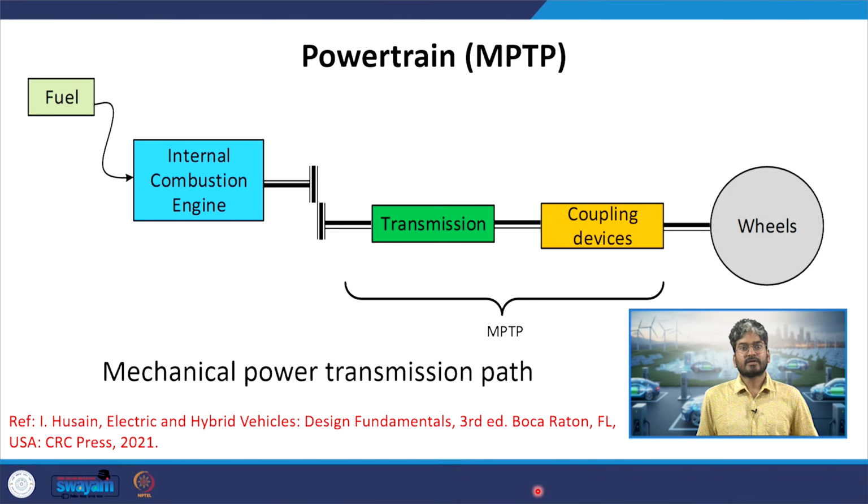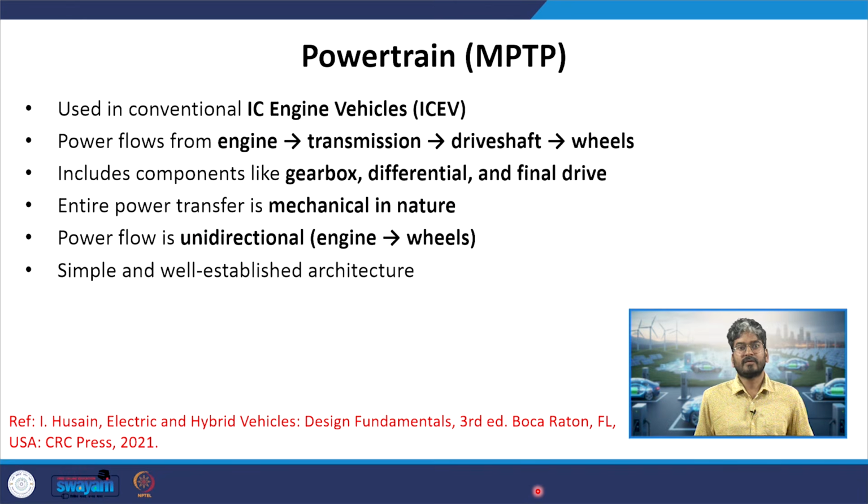So let us start with the conventional vehicles, where we have an IC engine which is fed from fuel, that will be your petrol or diesel. Based on that we get energy which is transmitted through mechanical components such as the gearbox and differential, and it ultimately reaches the wheel. In this mechanical powertrain, the main component is the conventional IC engine which consumes fossil fuels. The power flow path goes from the engine to the transmission, then the drive shaft, then to the wheels. So these major components are the gearbox, differential, and finally the drive system.